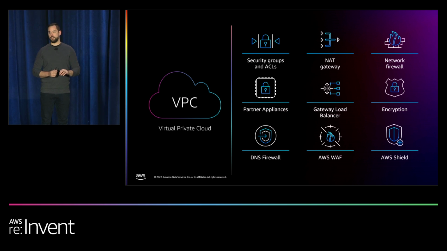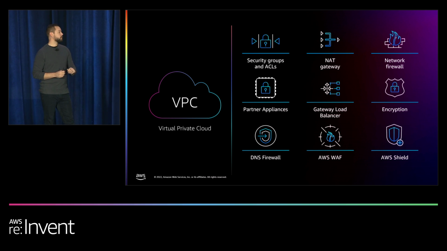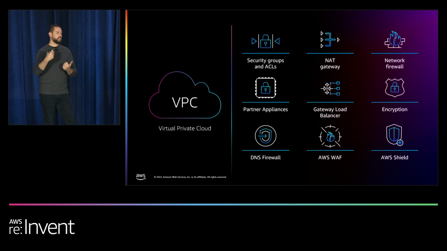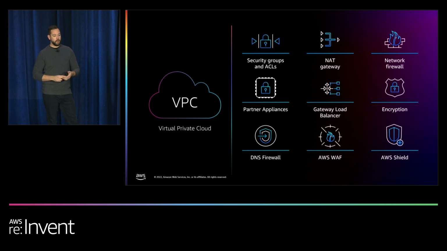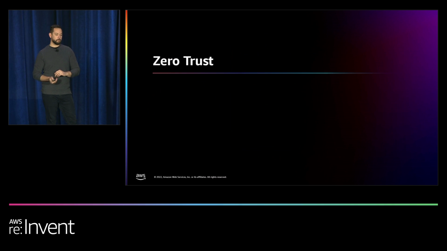networking/security-based features over the years, things like security groups and NACLs, day one baseline stuff. NAT gateway is obviously a routing function. I wouldn't call it a security function, but it can be used to control who can reach instances inside your VPC. Network firewall, we've been doing a whole bunch of encryption at a VPC layer that you don't have to worry about, within the VPC itself. AWS Shield for DDoS, WAF, DNS firewall, partner appliances with gateway load balancer. There's a whole bunch of stuff we've been doing.